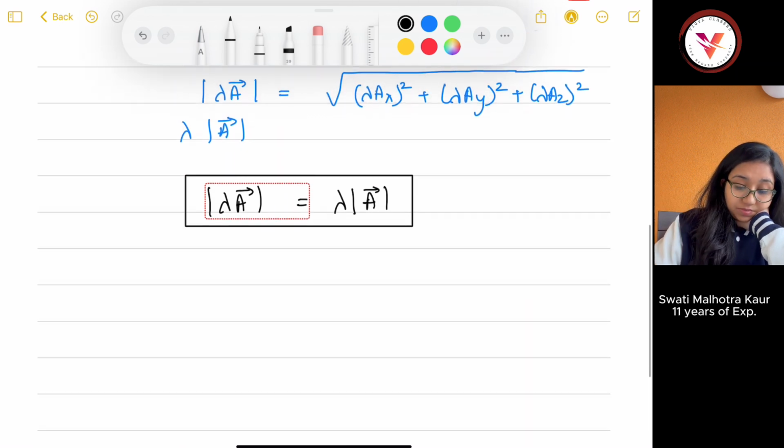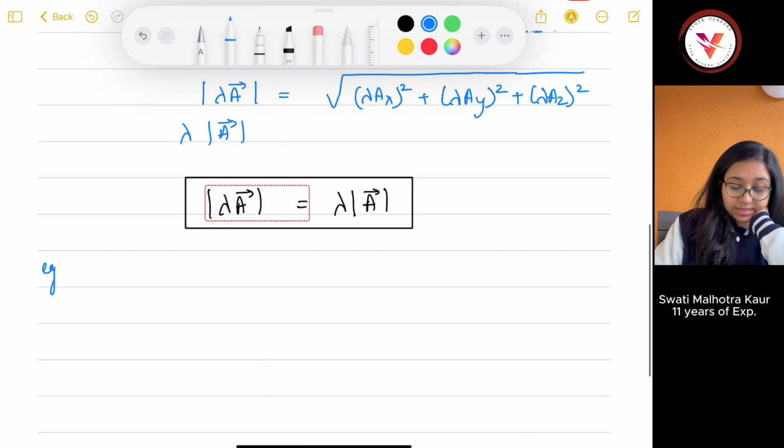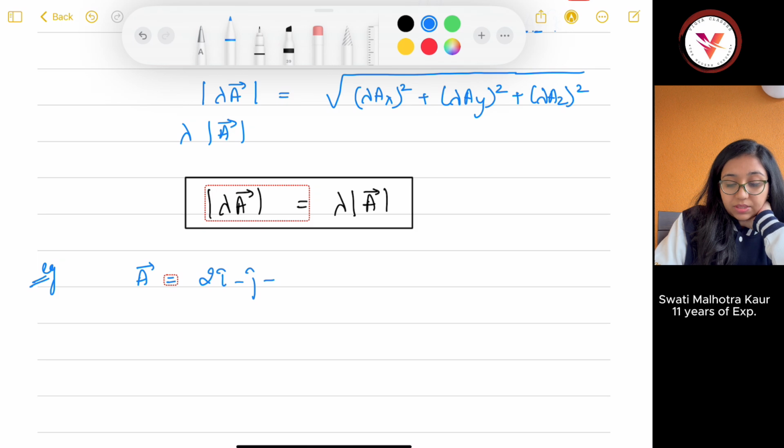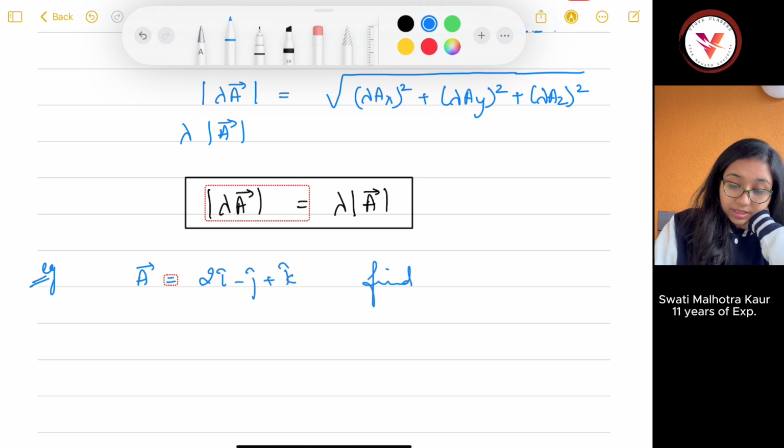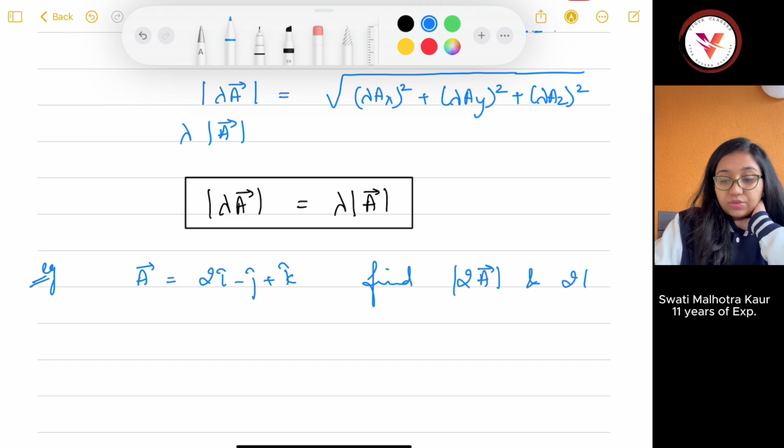We can look at an example. Let's say your a vector is 2i cap minus j cap plus k cap. You have to find, let's say, the magnitude of 2a vector, that is 2 times this.